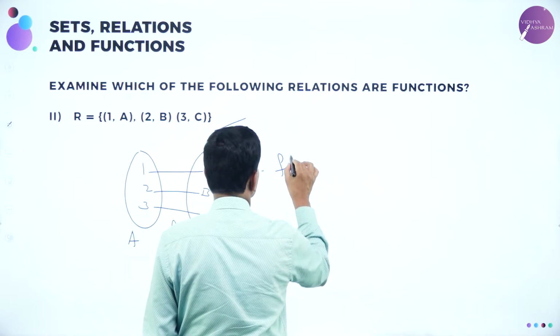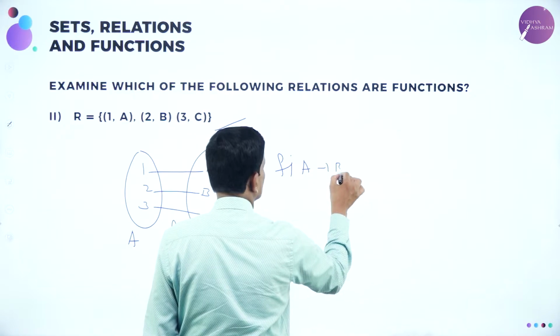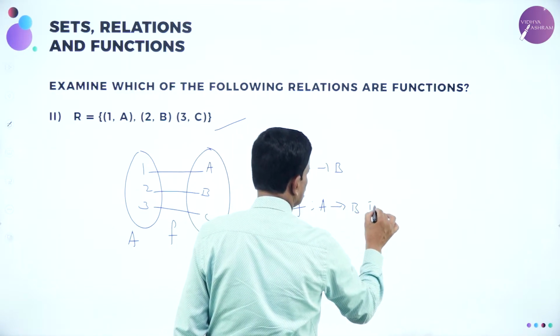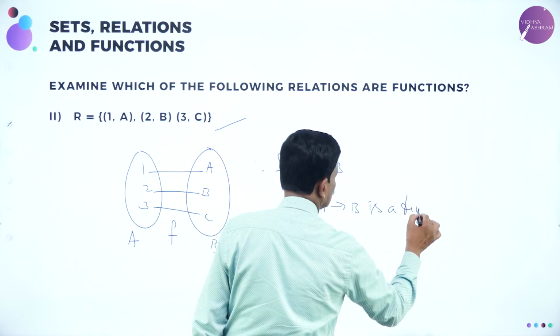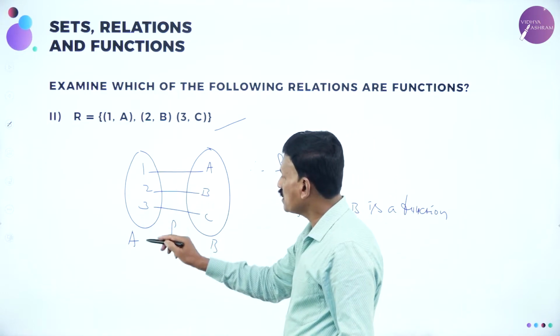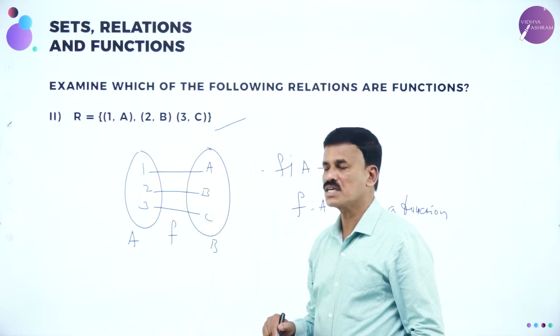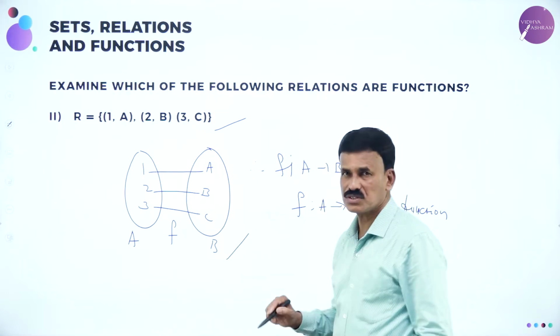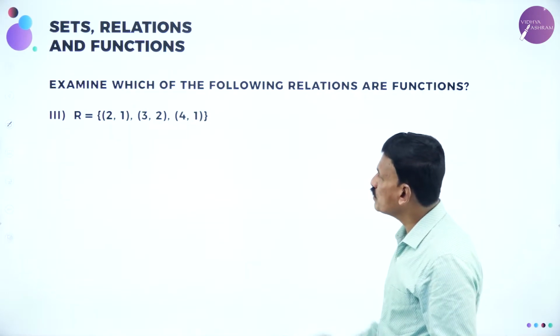F from A to B is a function here, because different elements of A will have different images and all the elements are used only one time. So this is a function. Okay, now let us take the next example.